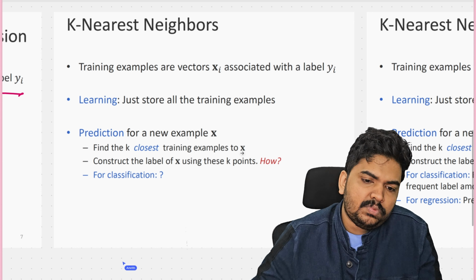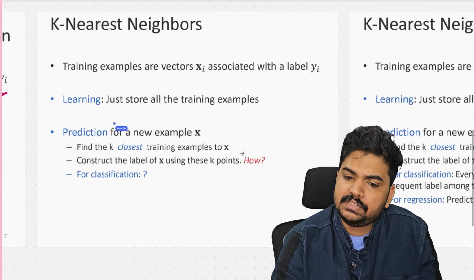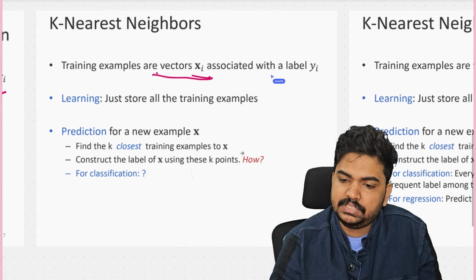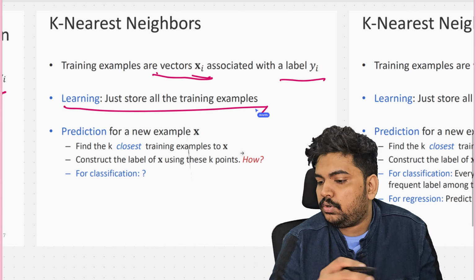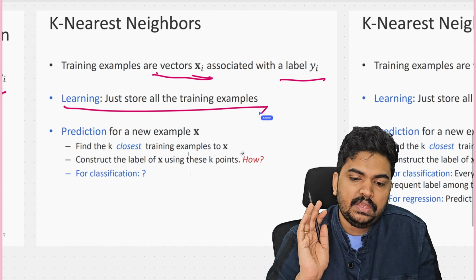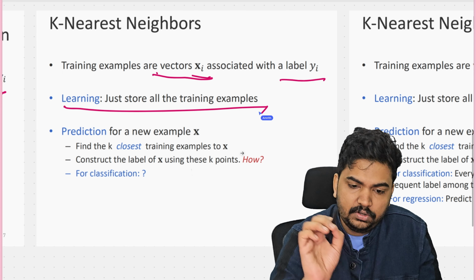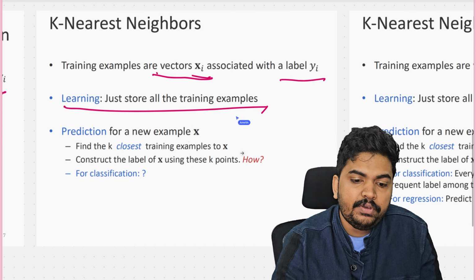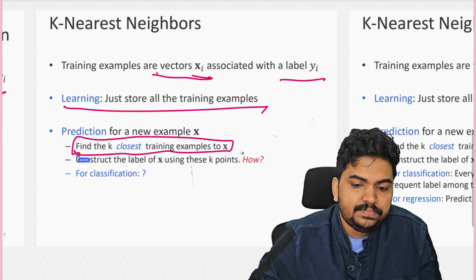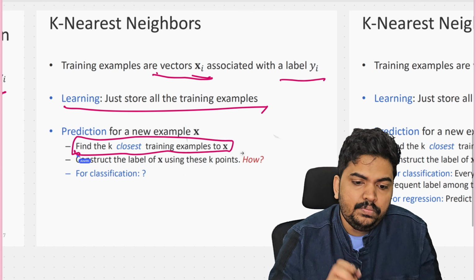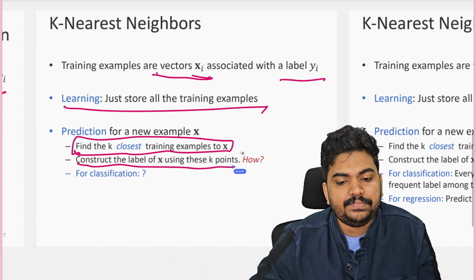Here, the first steps remain the same. The training examples are vectors, nothing has changed there. There is a label associated with each training example, nothing changes here. Learning is also pretty straightforward, just store all the training examples. Now, for the prediction, instead of finding the one closest example, we find the k closest training examples to the unseen one. Then we construct the label of x using these k points.